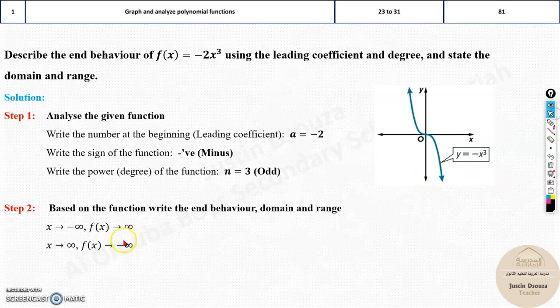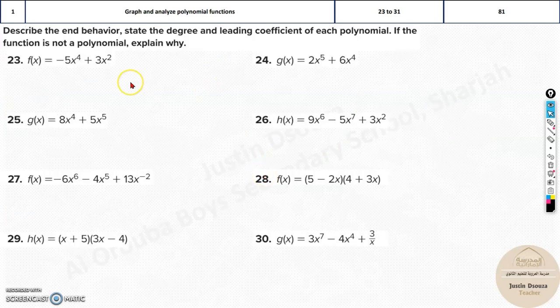So these are the end behaviors. And then the domain is all real numbers and range is also all real numbers for a cubic graph. So that's it. Now similarly, do pause the video now, solve them by yourselves and then check the answers. Don't directly jump to the answers.